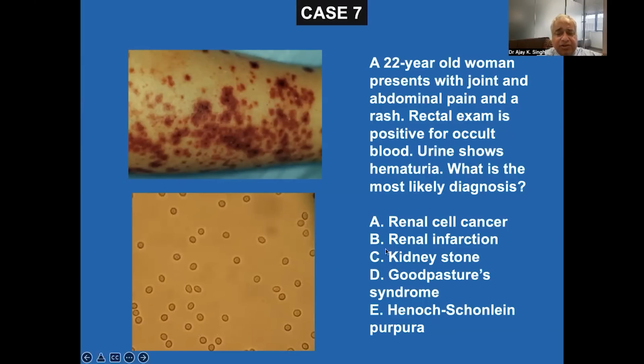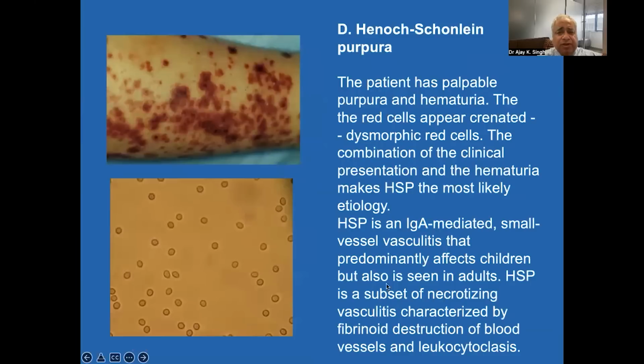And so the question, what's the likely diagnosis? A, renal cell cancer, B, renal infarction, C, kidney stone, D, Goodpasture syndrome, or E, Henoch-Schönlein purpura. And the correct answer, of course, is E, Henoch-Schönlein purpura. It isn't going to be Goodpasture syndrome, although you can get dysmorphic red cells in Goodpasture syndrome, but you wouldn't be seeing in Goodpasture syndrome this sort of vasculitic rash that's more typical of a small vessel vasculitis.